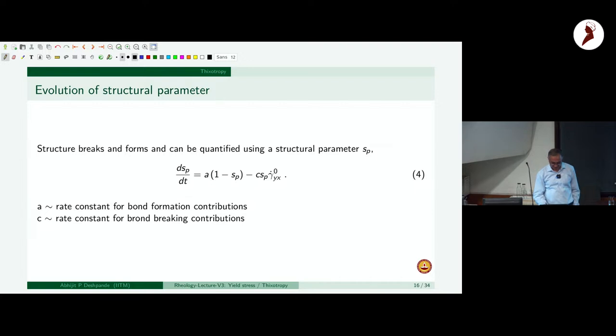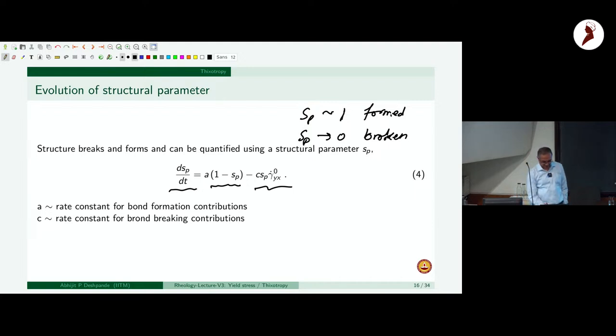So a very simple model which could be written down for the evolution of structure is basically, if we say that SP equal to 1 corresponds to formed structure, and SP going to 0 is broken down structure. And so you have formation and breakage. If SP is 0, then this term will dominate, and if SP is 1, then this term will dominate, because SP equal to 1 implies it's a completely formed structure, so shearing will then start breaking more and more. So you have a rate equation. This is a very simple rate equation that I've written, but it needs to be clubbed with the overall stress-strain response of the material.